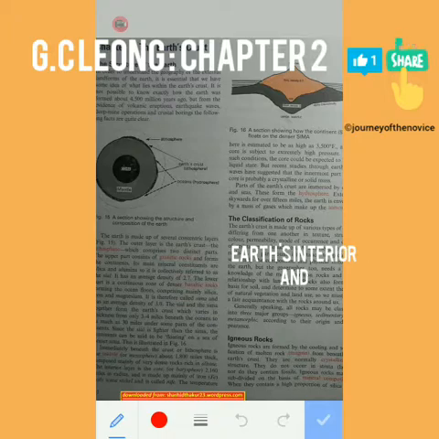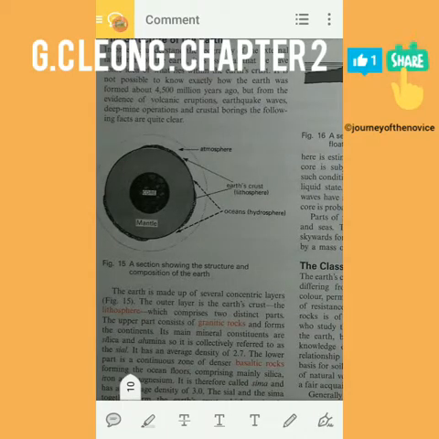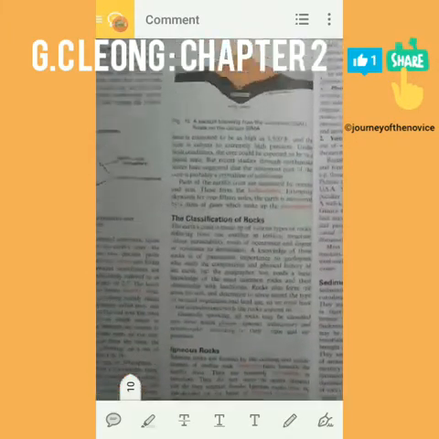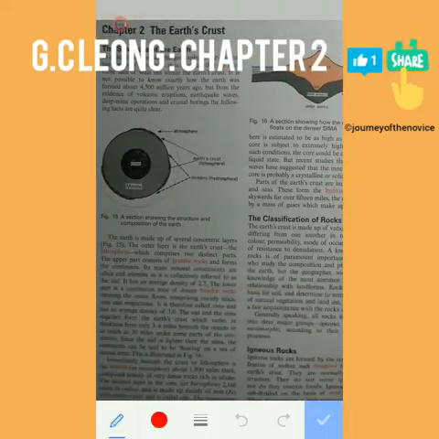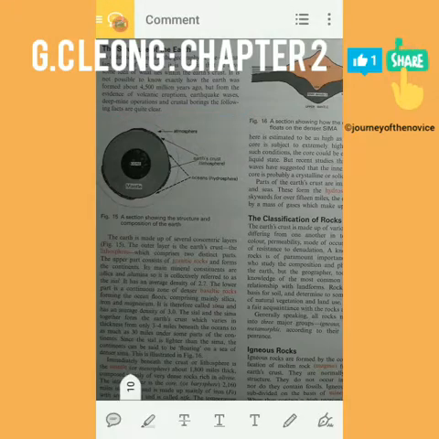Now when we start talking about the Earth's crust, the main important thing is the structure of the Earth. We all know that the structure of the Earth is beneath and we cannot see it. But because of volcanic eruptions, earthquake waves, deep mine operations, and crustal borings, we get to know what is inside the Earth, or in the interior of the Earth.